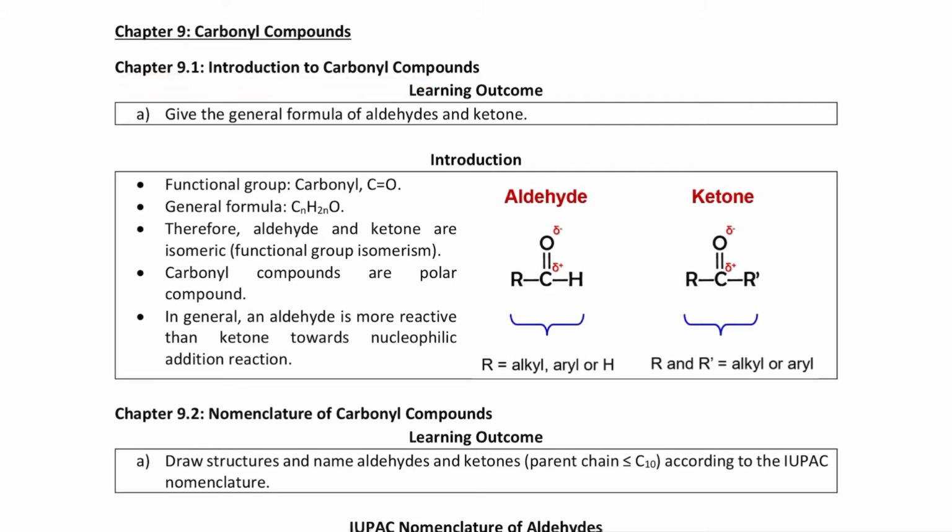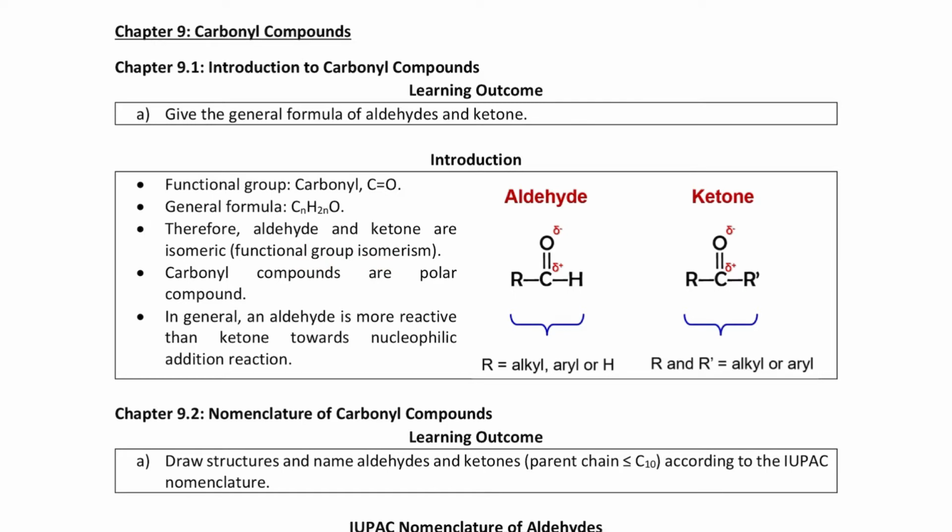And our learning outcome is, by the end of this session, you should be able to give the general formula for aldehyde and ketone. Alright, so the functional group for carbonyl is C double bond O. Hopefully you still remember from the chapter Introduction to Organic Chemistry. Kita dah jumpa kan functional group carbonyl. Okay, the general formula is CnH2nO. And the carbonyl compound can be aldehyde or ketone, sebab dia ada same functional group which is C double bond O, carbonyl. Okay, so therefore aldehyde and ketone are isomeric, functional group isomerism.